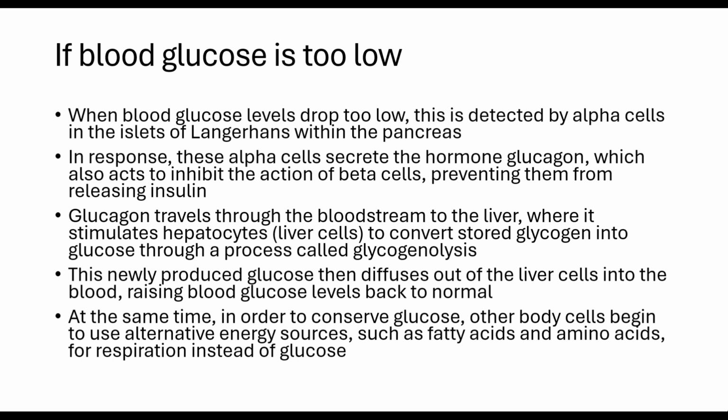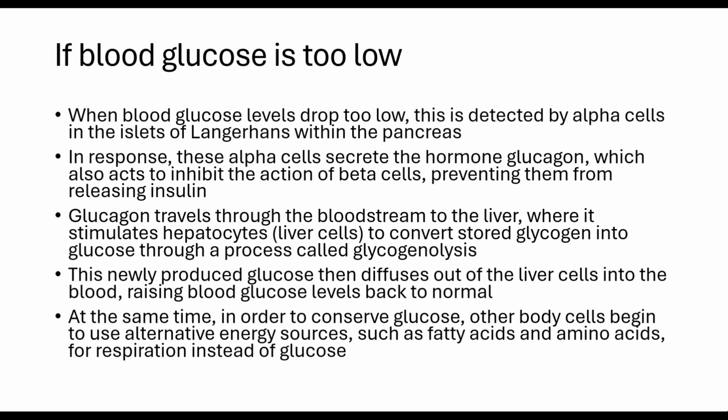Glucagon then travels through the bloodstream to the liver, where it stimulates hepatocytes to convert stored glycogen into glucose through a process known as glycogenolysis. This newly produced glucose then diffuses out of the liver cells into the blood, raising blood glucose levels back to normal. At the same time, in order to conserve glucose, other body cells begin to use alternate energy sources such as fatty acids and amino acids for respiration instead of glucose.